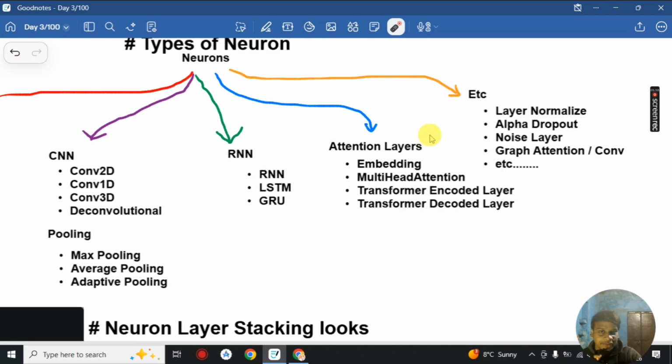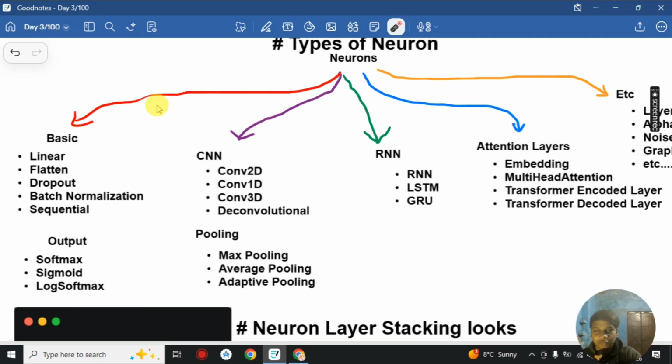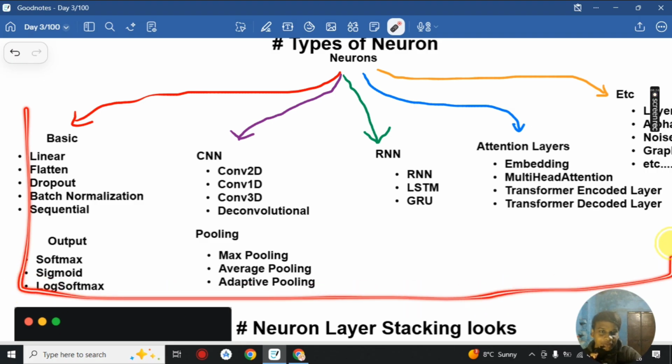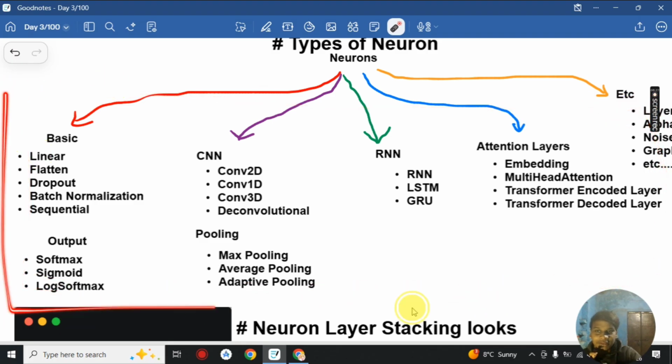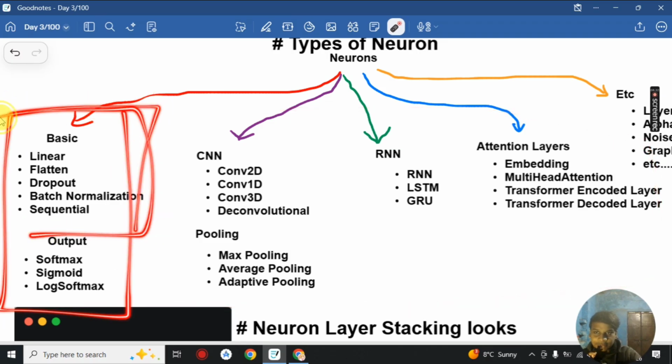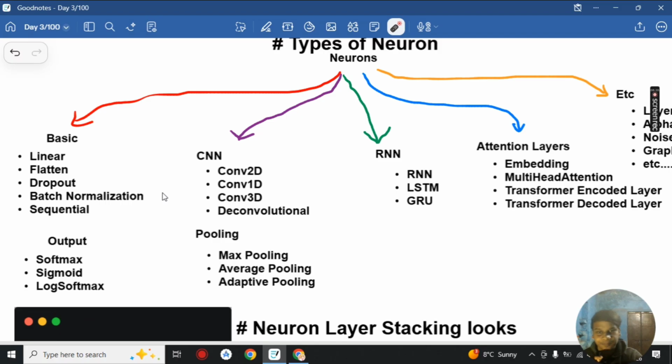Then for transformers we have attention layers, like embedding, multi-head attention, the transformer encoder layer and the transformer decoder layer. Other neurons include layer normalization, alpha dropout, the noise layer, the graph attention, and so on. For now, in our 100 days of deep learning practice, we will be focusing mainly on the basic neurons.